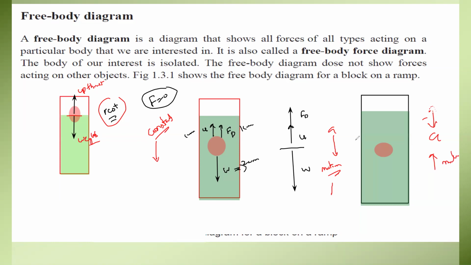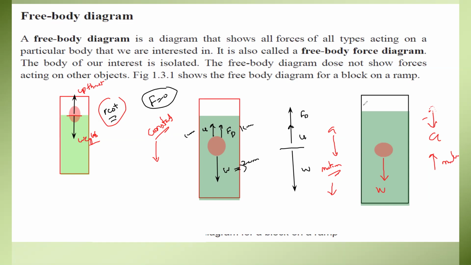When we say the object is accelerating downward, it means the direction of the motion and the direction of acceleration are the same. But when we say the object is moving up but it is decelerating, it means the direction of the acceleration is opposite to the direction of motion. Now, if this object is accelerating downward, the downward force should be greater. So what are the downward forces acting? The weight is acting downward, the upthrust is acting upward, and the drag force is also acting upward.